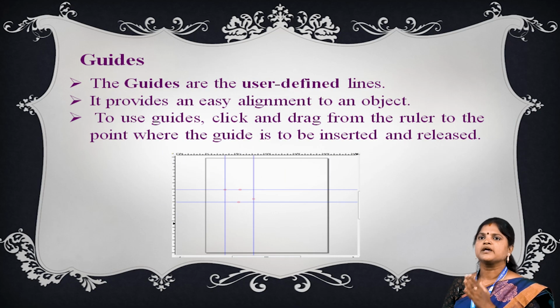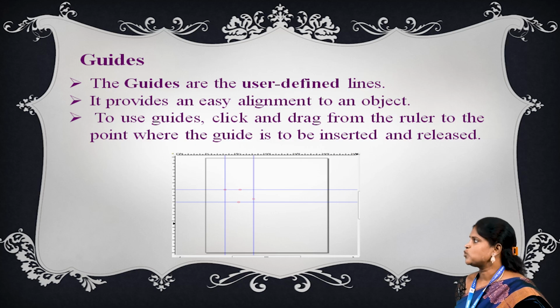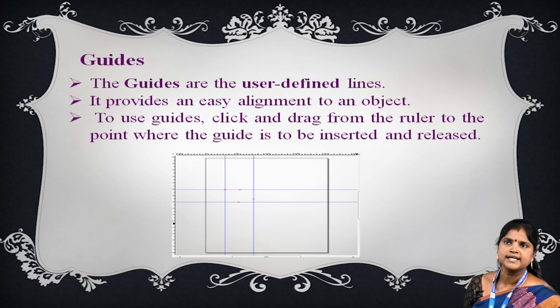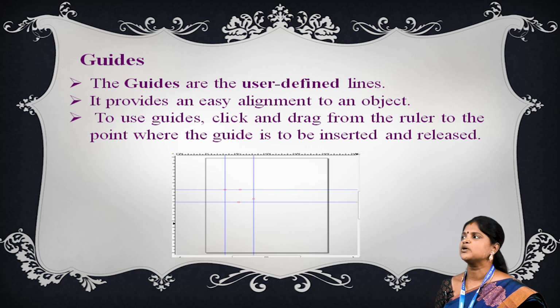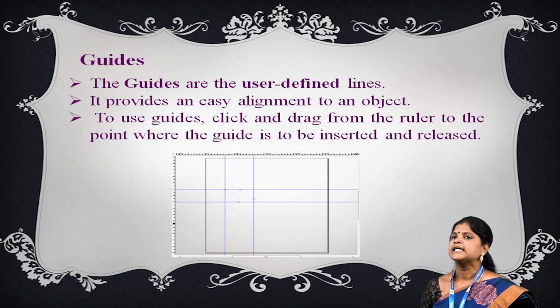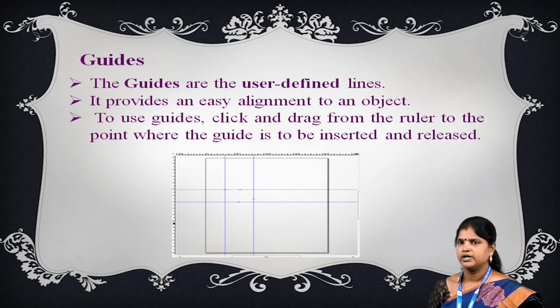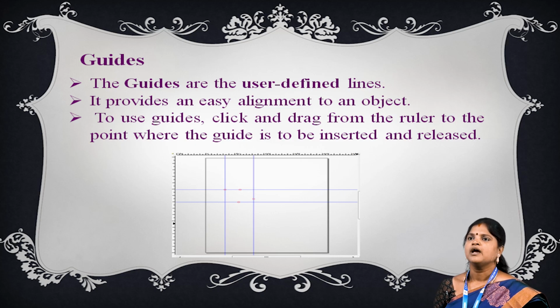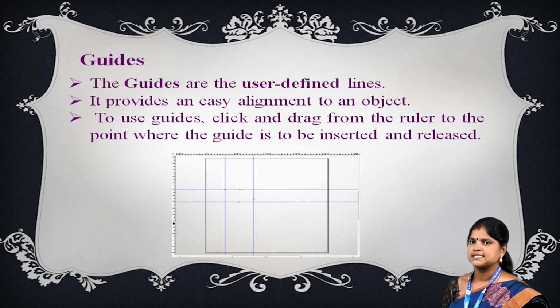Next is guides. Guides are user-defined lines. They provide an easy alignment to an object. To use guides, click and drag from the ruler to the point where the guide is to be inserted and release. Clicking and dragging from the horizontal ruler produces a horizontal guide. Similarly, clicking and dragging from the vertical ruler produces a vertical line. The following examples of vertical and horizontal blue lines on the canvas represent guides.